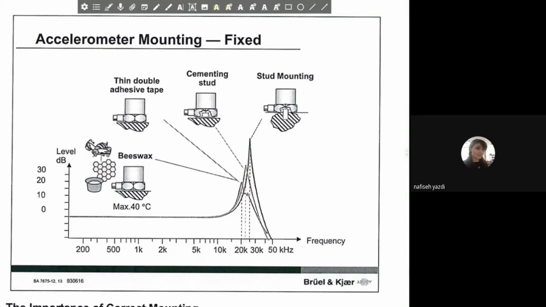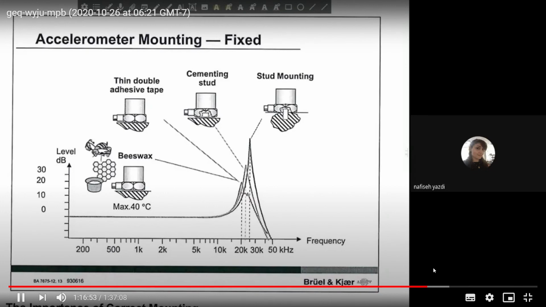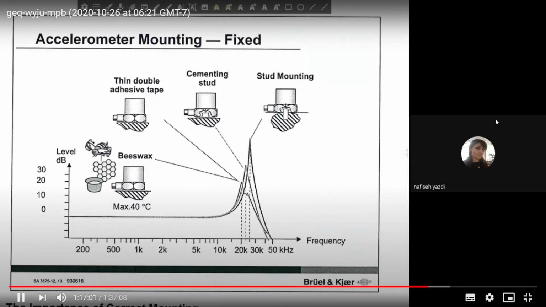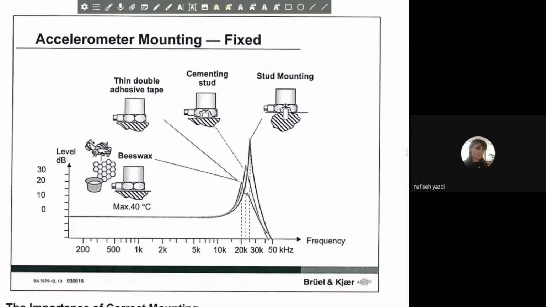However, that is not always possible to do, because it is not always said that we can drill a hole in the host structure and then place a stud there, so change the structure itself. Maybe for a civil engineering structure we can do that, but not for, let's say, a satellite, not for an aircraft, because we can't drill any holes whenever we like. And that's the reason why we can also refer to cementing stud. That is another good method to attach the accelerometer to the structure.